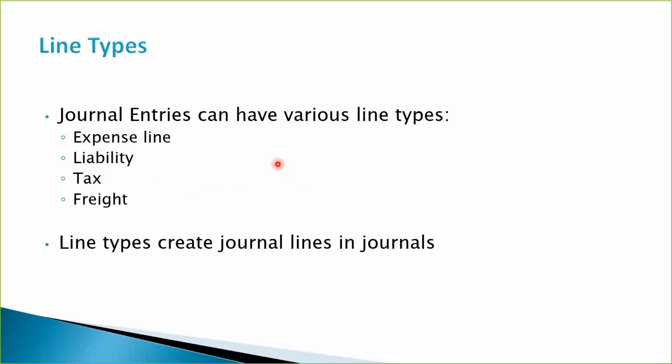Now we have said that the line type creates journal lines in journals. What this means is that, going back, SLA determines how accounting is created. So when we are configuring the line type, we are configuring how the lines will be generated based on the logic that we define in that particular line type.